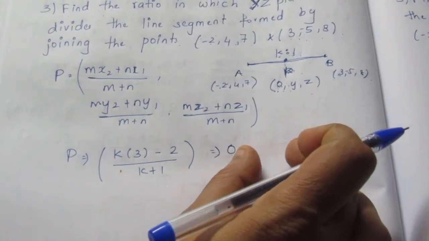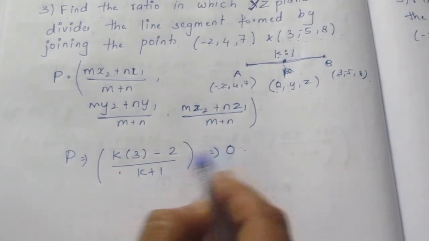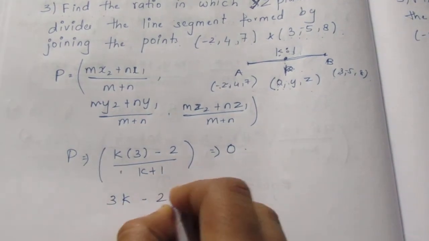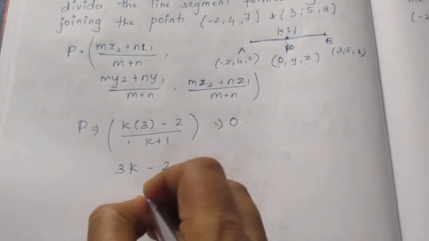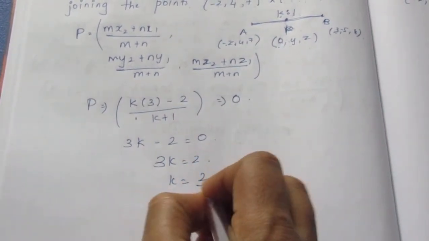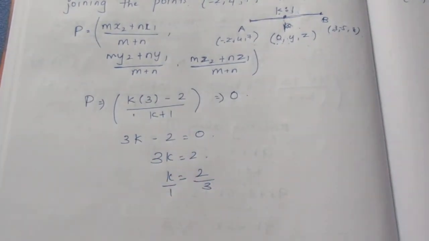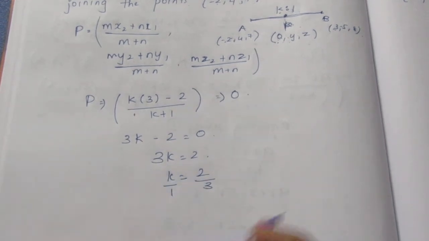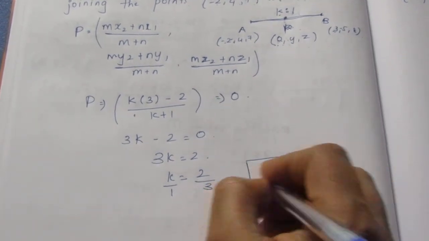Taking k + 1 to this side, it becomes 0 because 0 into (k + 1) will become 0. So 3k - 2 is equal to 0, 3k is equal to 2, k is equal to 2/3. We know that the ratio is k is to 1. So k is to 1 is equal to 2 is to 3. So the ratio is 2 is to 3.